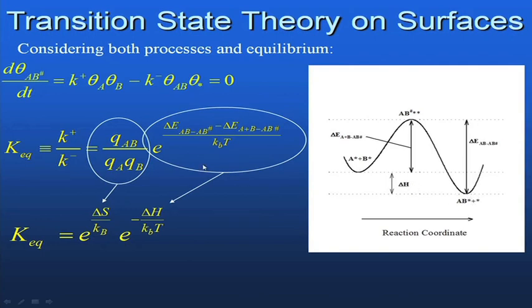So, if this is a reaction between A star plus B star giving rise to AB star plus star through this activated state or transition state, then your equilibrium constant can be expressed in this way, where this is a ratio of the partition functions, and this is the exponential of the energy difference term. This energy difference term can directly be related to the heat of reaction, and this ratio term can directly be related to your entropic term.